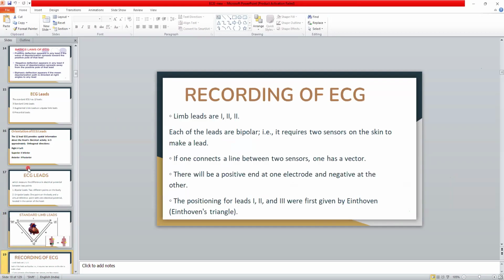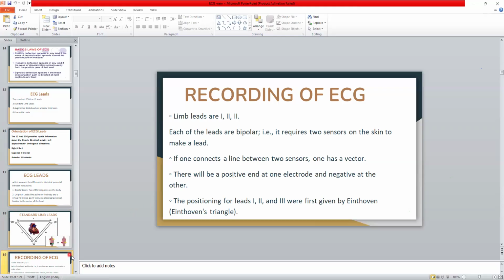How do you record the ECG? In the case of standard limb leads such as lead 1, lead 2, and lead 3, which are bipolar limb leads, two sensors are attached to the skin to make a lead. If one connects the line between the two sensors for making a lead, it becomes the vector. In the case of bipolar standard leads, there will be one positive end at one electrode and a negative at the other electrode.